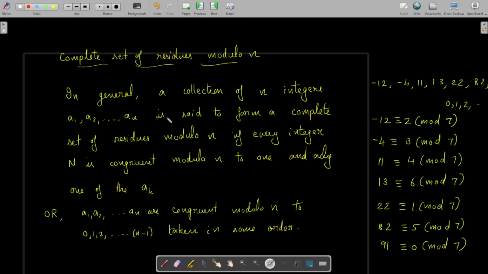A collection of n integers a1, a2, etc., an is said to form a complete set of residues modulo n if every integer is congruent modulo n to one and only one of the ak. And this happens when these integers are congruent modulo n to 0, 1, 2, etc., n minus 1 taken in some order.